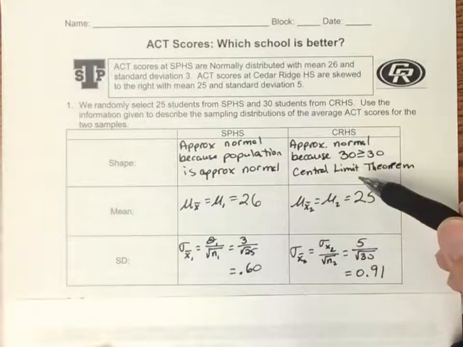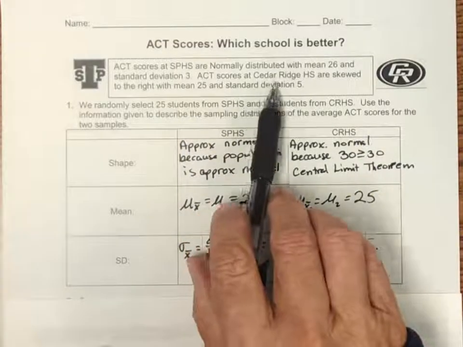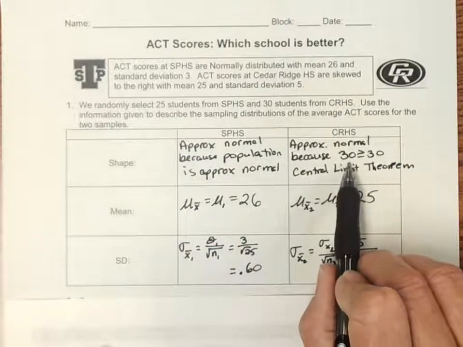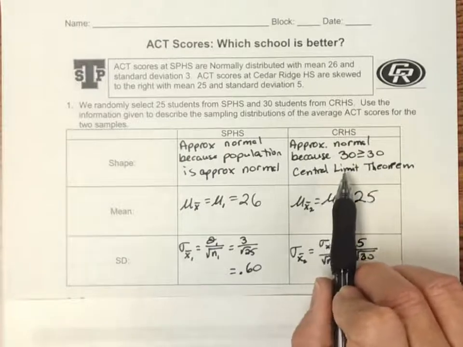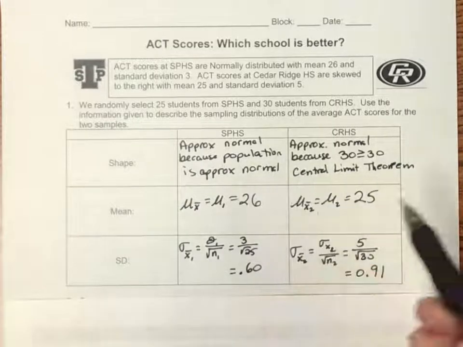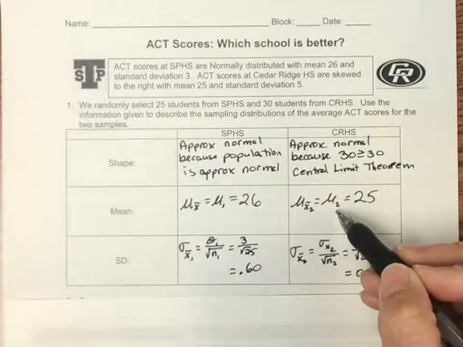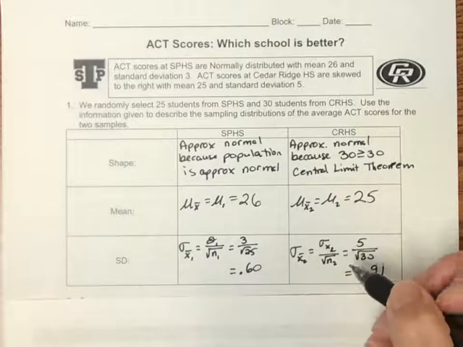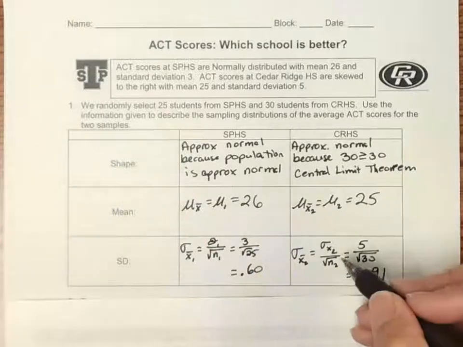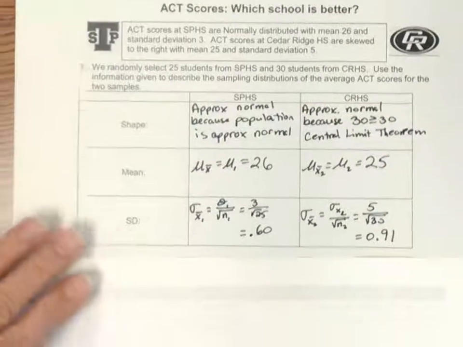I want to do the same thing now for the Cedar Ridge information. Cedar Ridge is also approximately normal, but notice it was skewed to begin with. But the sampling distribution is approximately normal because my sample size was greater than or equal to 30. And that's by the central limit theorem. So two different reasons why these sampling distributions are normal. Second, the mean. Well, the mean of your sampling distribution is the same as the mean of your population. So in this case, it's 25. And finally, the standard deviation for the sampling distribution is found by taking the standard deviation of the population divided by the square root of the sample size. So 5 divided by the square root of 30 is 0.91.